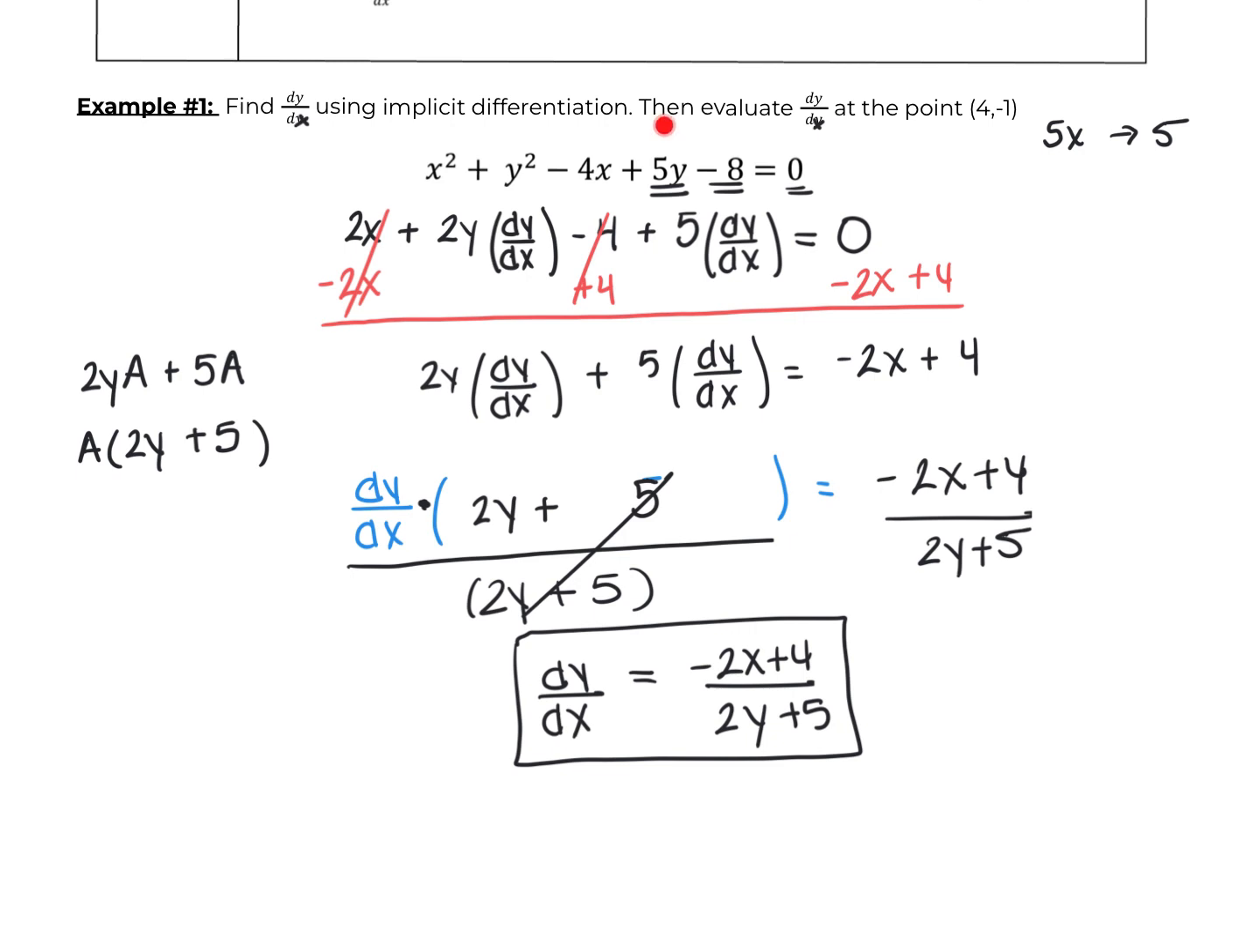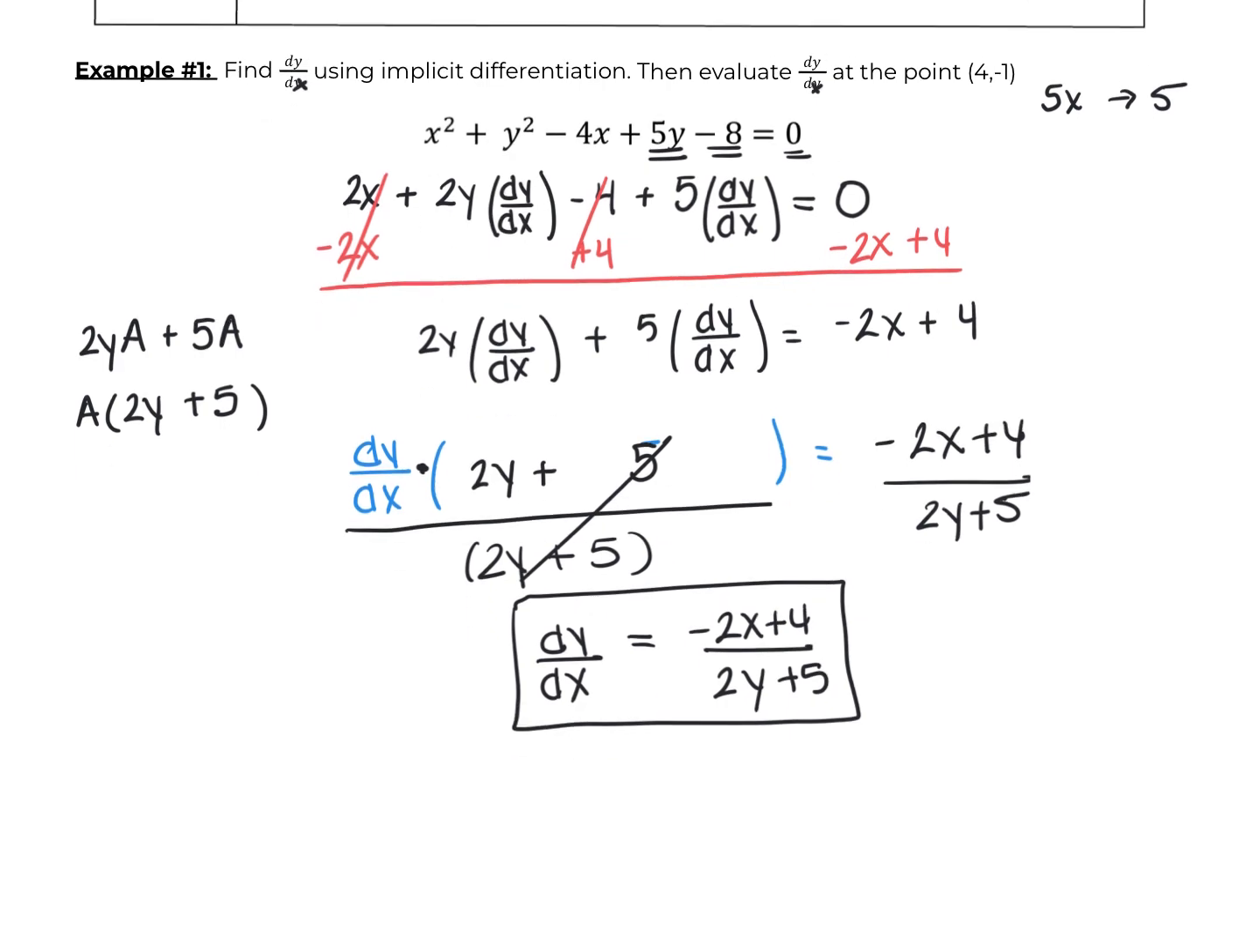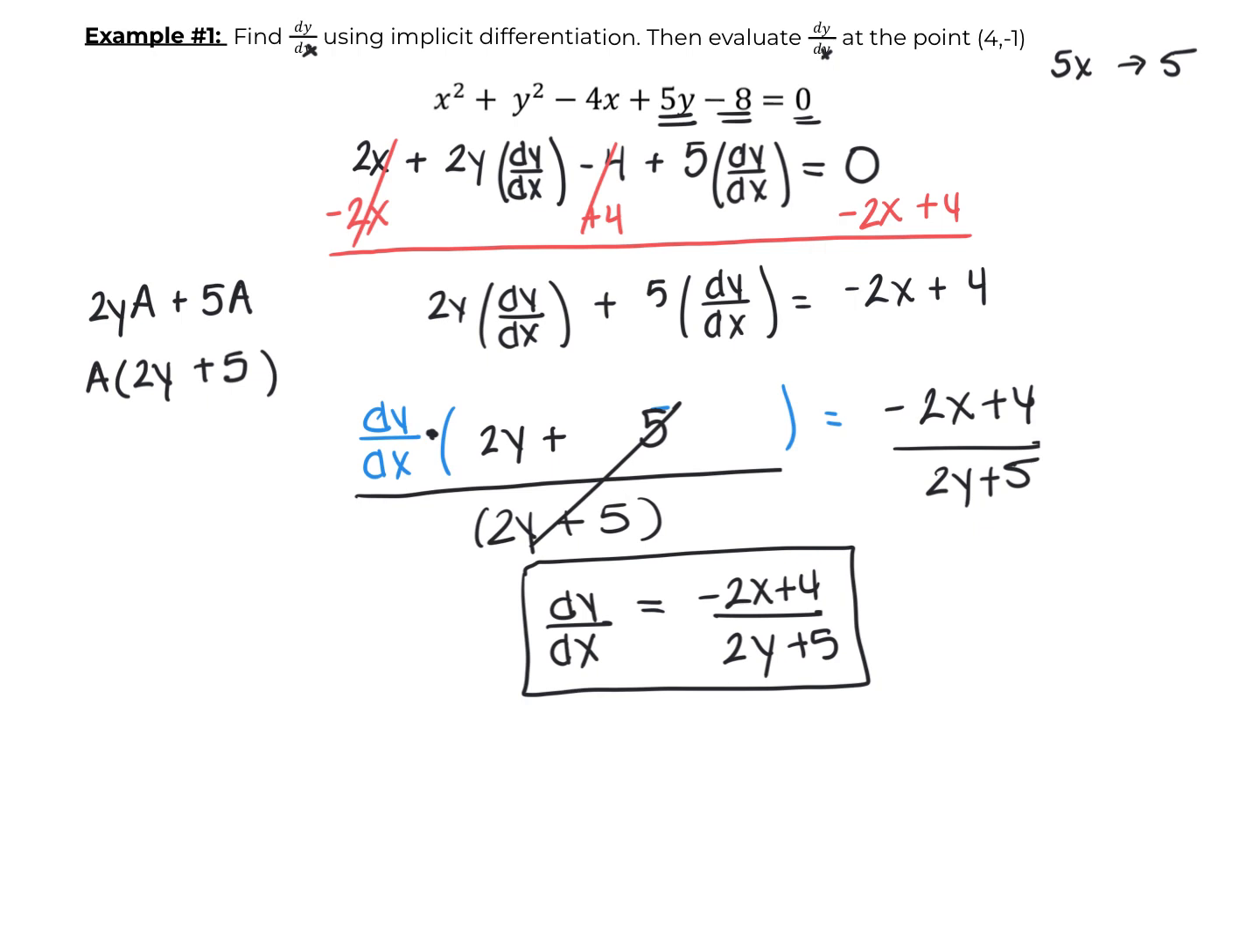So now the second part says evaluate dy/dx at the point 4, negative 1. So what they're asking for is the slope of the tangent line, right? That's what a derivative means, at the point 4, negative 1. So 4 is my x value, negative 1 is my y value. So we can write this dy/dx, and I want to evaluate that at the point 4, negative 1.